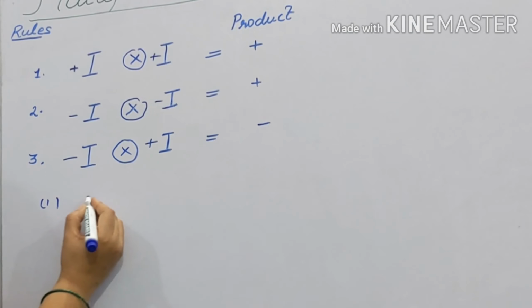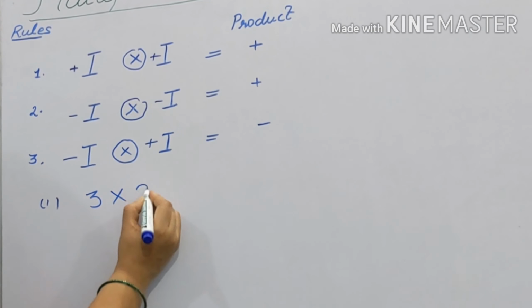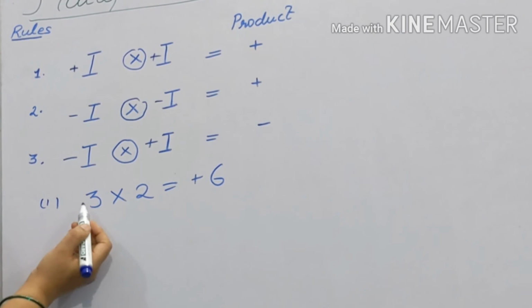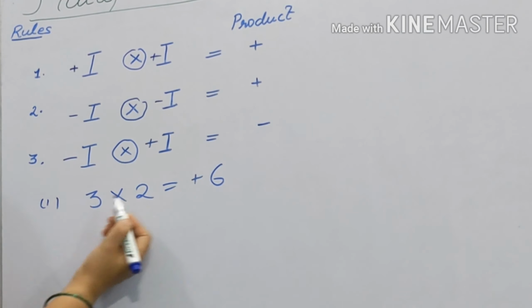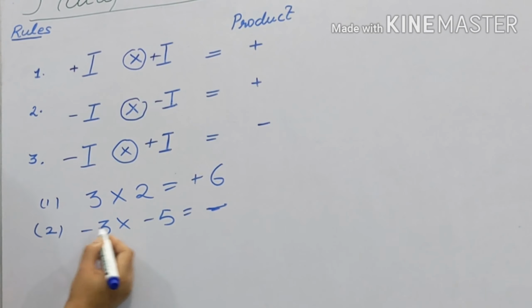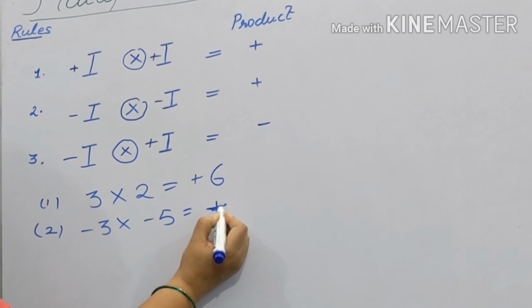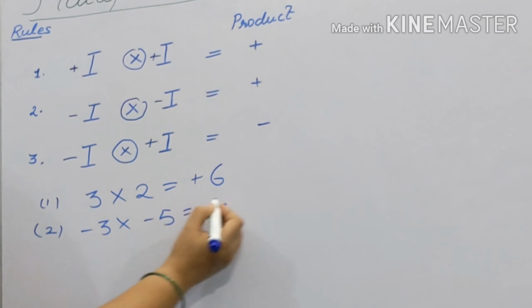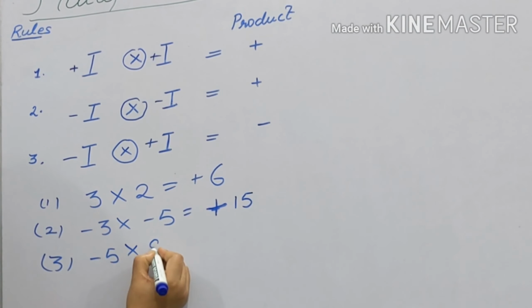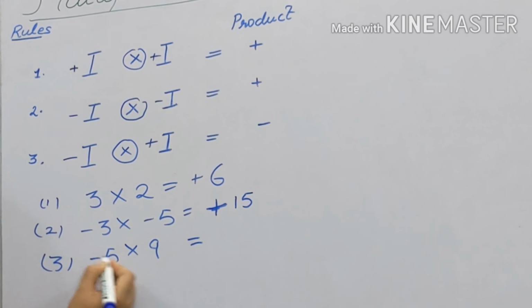First rule, whenever two positive integers are multiplied, the product is always positive. Look here, positive into positive, the product is positive. 3 times 2 is 6. Example 2, whenever you multiply two negative integers, the product is always positive. 3 times 5 is 15. Rule 3, when you multiply a negative integer with a positive integer, the product is always negative, and multiply the two.